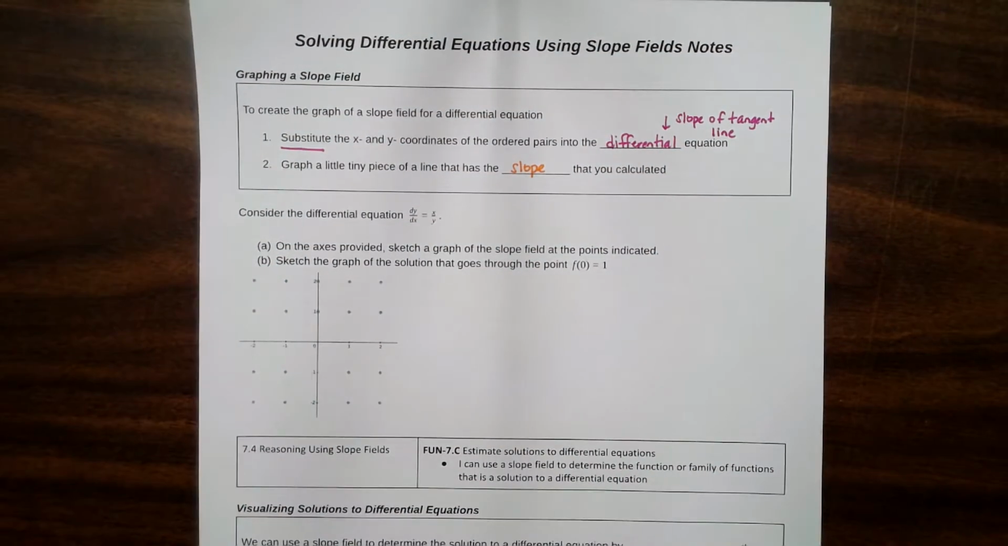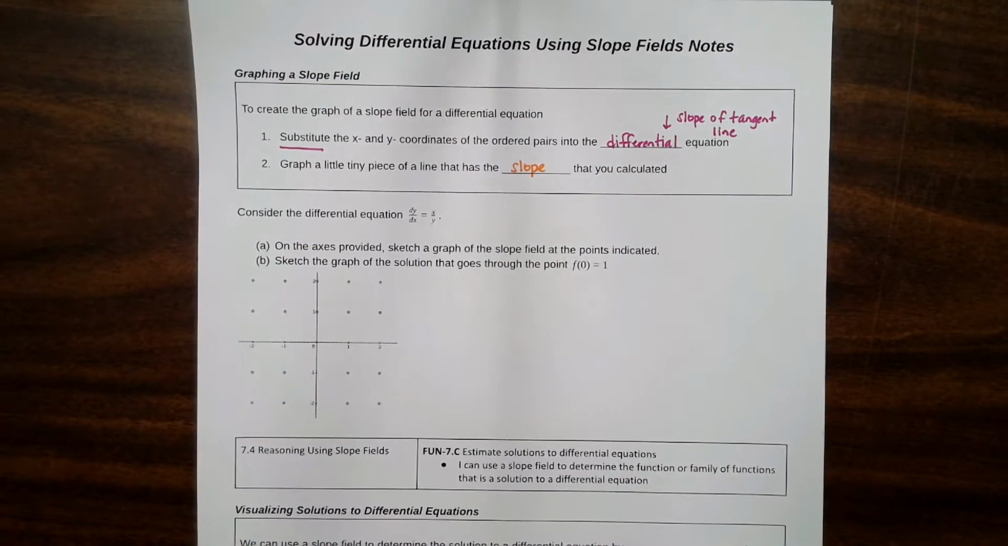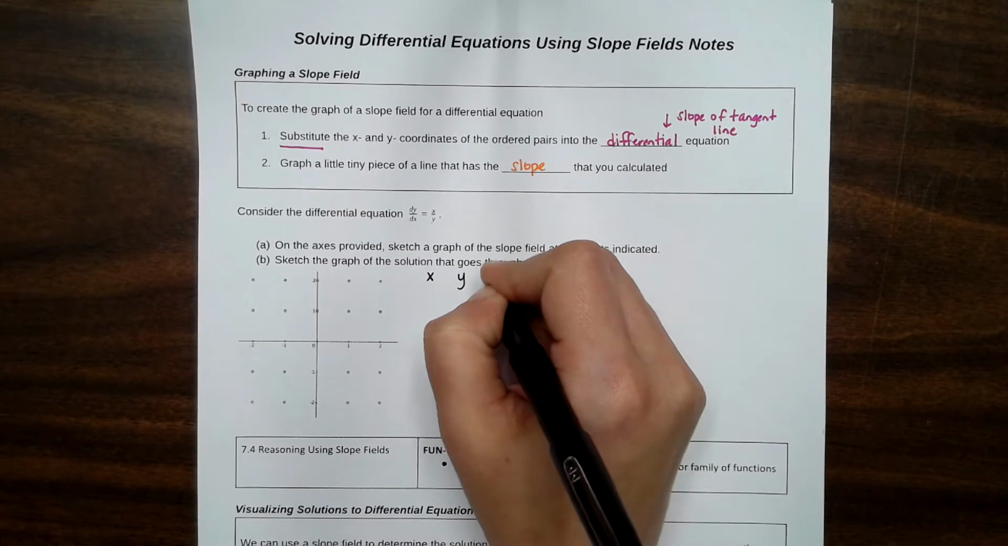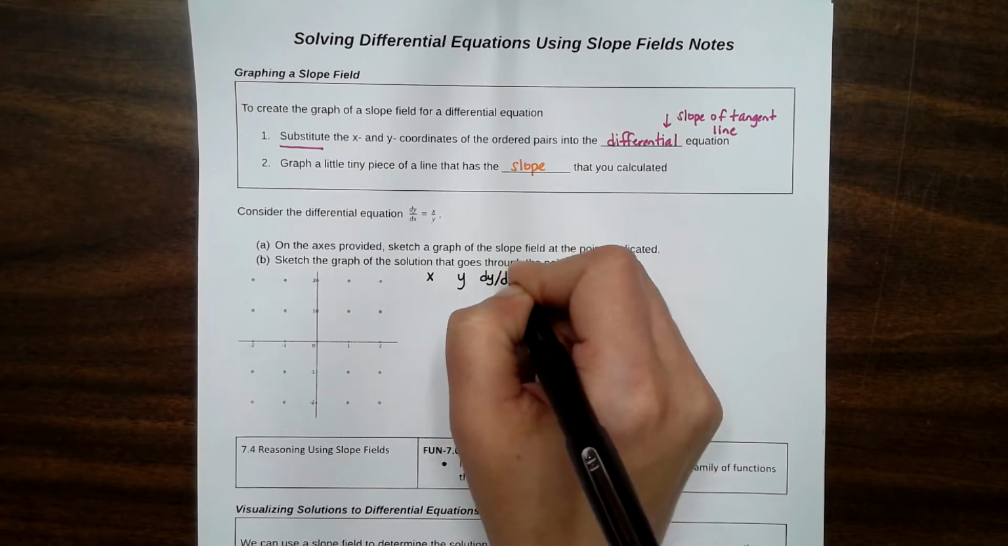And we're going to do this in the next problem. We probably won't do all of the points on the graph, but we'll do enough that you kind of get the idea of what this process looks like. So for part A, it says, on the axes provided, sketch a graph of the slope field at the points indicated. Now, I like to organize my work by making a table of the x and y ordered pairs as well as the slope that I calculate. So I'm going to have x, y, and the slope that I calculate.